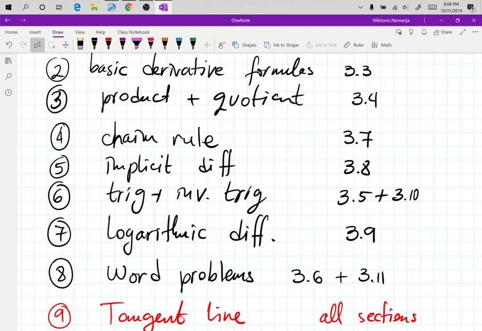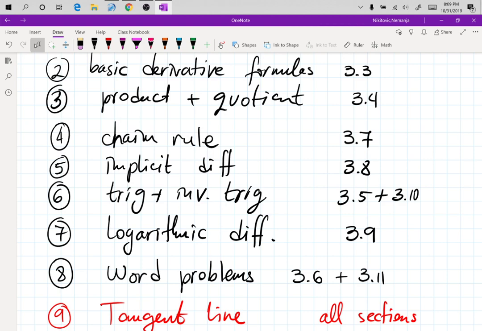Clearly basic derivative formulas will have parts A, B, C, let's say, right? So you must have at least one basic derivative that has e in it, like e to the x squared or e to the 3x or something like that. You must have either product or a quotient rule. Chain rule will be featured in at least 3 different problems, right?